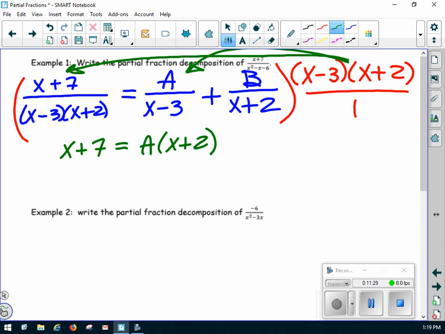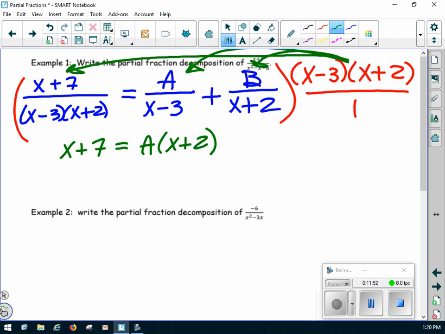No matter what problem we do, when we multiply by that denominator, it'll always stay the same because it's the same on top. Have you ever seen that? I think the answer to your question is yes. Okay.